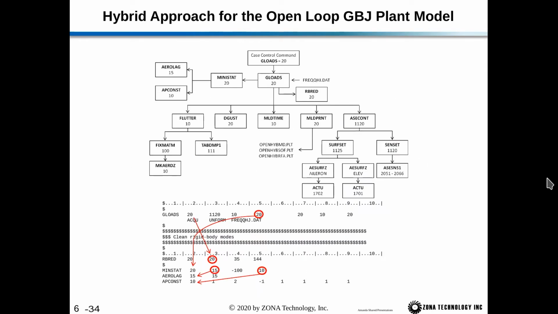Okay, next let's move to the hybrid approach of the open loop GBJ model. With the hybrid approach, the gust aerodynamics will be solved in the frequency domain, whereas the normal modes and control surface modes will be computed in the time domain using the RFA. The Gloads card refers to an MNStack card with ID 20. This MNStack card refers to the aero lag card to define 15 aerodynamic lag roots, and then we have our approximation constraints defined here.